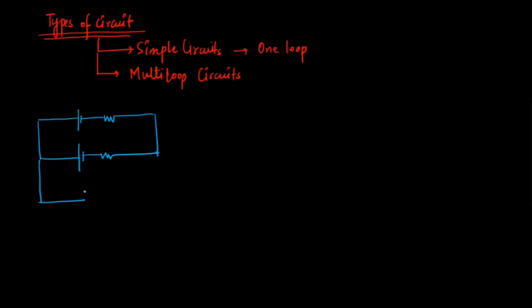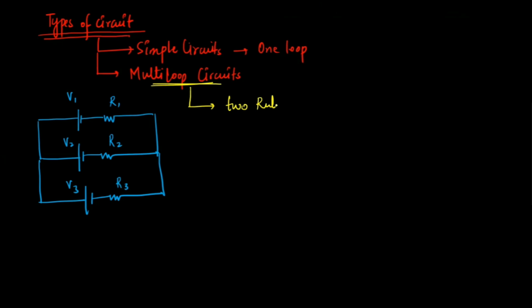This is one such type of circuit in which there are three batteries connected having different potentials. Along with it, there are different resistors as well. As you can see here, these resistors cannot be categorized either in series combination or in parallel combination. So we are going to consider them as a multi-loop circuit. In order to solve multi-loop circuits, we have two rules, and these two rules are very important. These rules are generally known as Kirchhoff's rules.